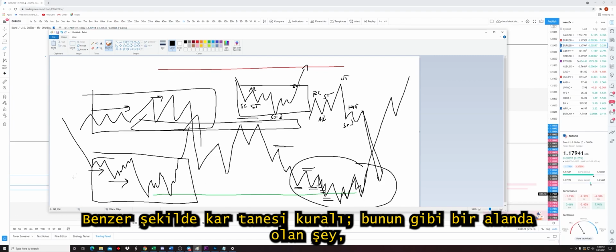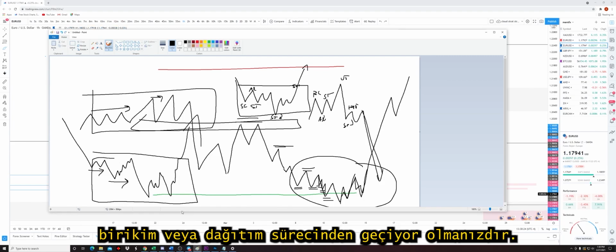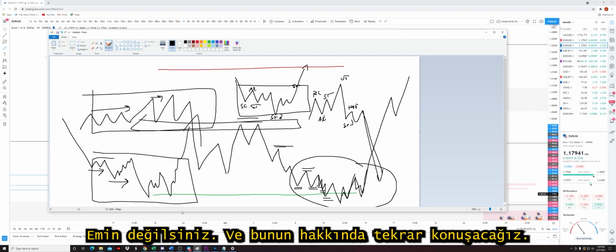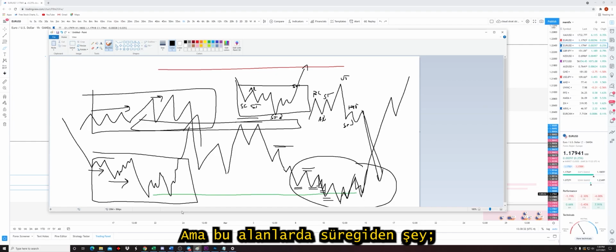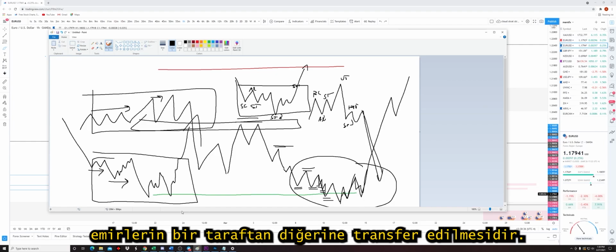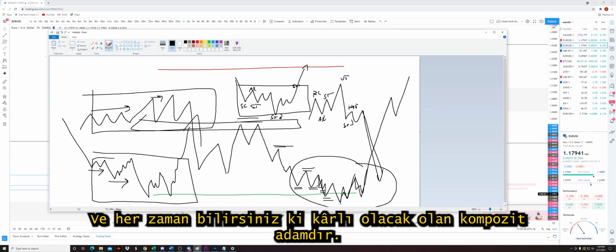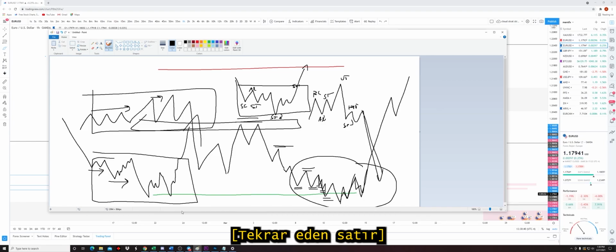What's happening in an area like this is you are undergoing accumulation or distribution. You're not sure, and we'll talk about this again in a second as we work through all these subsections. But what's undergoing in these areas is there are orders being transferred from one party to another. And you always know that the composite man is the one that's going to be profitable.